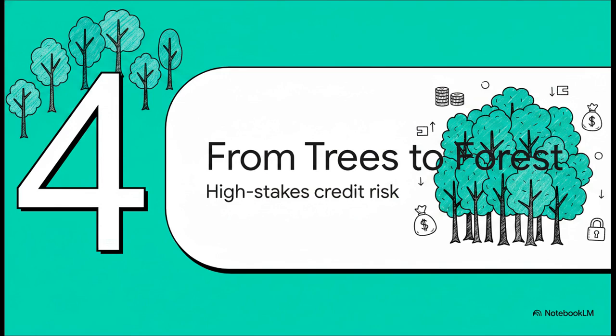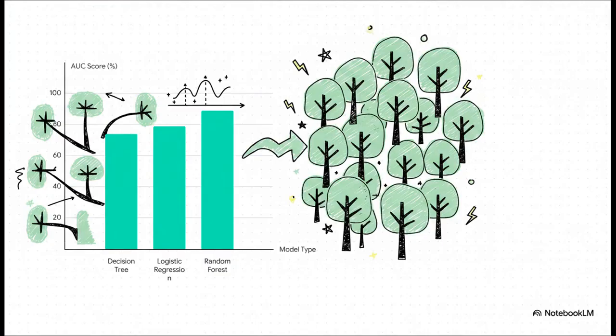Okay, enough theory. Let's see how this actually works in the real world. We're going to move from talking about individual trees to the power of the full forest. And we'll use the high-stakes world of credit risk to see what it can do. A huge study back in 2015 tested dozens of different algorithms on credit scoring data, and, well, the results speak for themselves. A single decision tree scored about a 74% on a key accuracy metric.